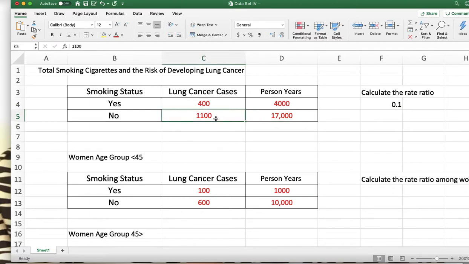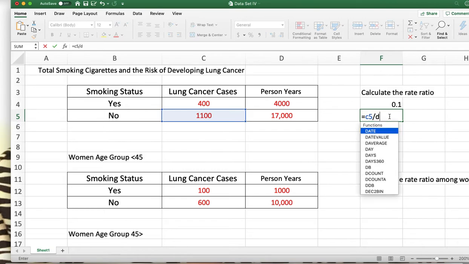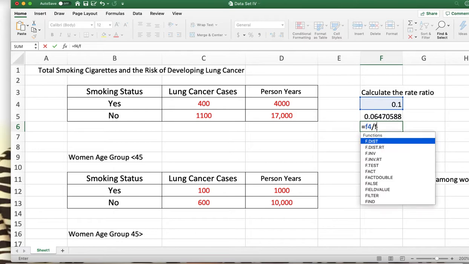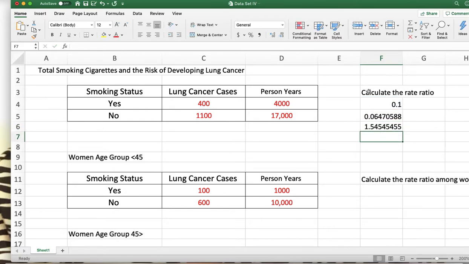Then the next part is we want to calculate the rate of developing lung cancer among individuals who do not smoke cigarettes. So that is C5 divided by D5. Now, if we want to calculate the rate ratio, we have this first part, F4, and this is F5. So we have equals F4 divided by F5, and that's 1.54.